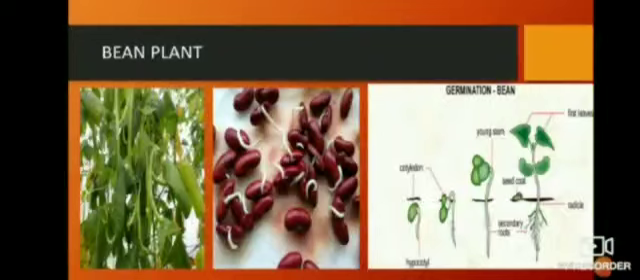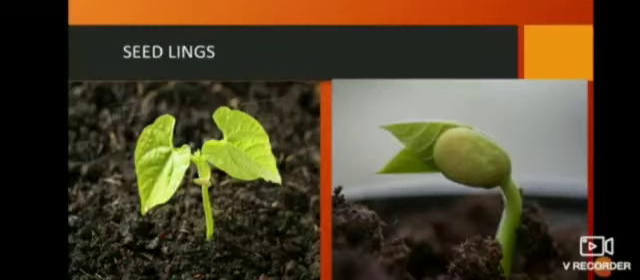Bean seed has 2 cotyledons. You can see in this picture. Here you can see a bean seed is having 2 cotyledons. So we can say that bean plant is a dicot plant. Whereas if you see for finger millet, it has only 1 cotyledon. So it is a monocot plant.